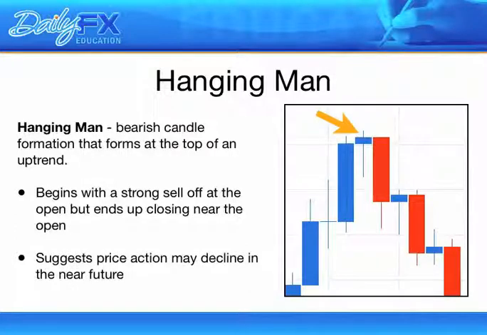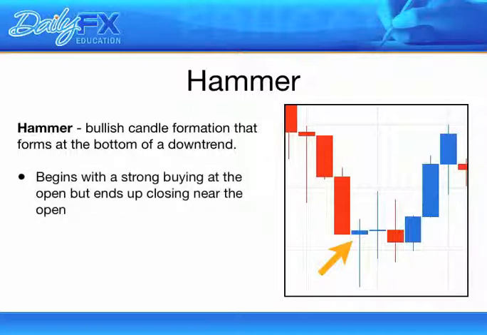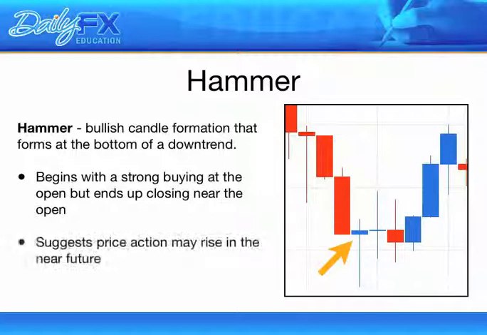The strong sell-off, however, is taken as an indication that bullish momentum may be fading and that sellers may be taking over. The color of the candle can be either red or blue. The hammer is a bullish candlestick formation that forms at the bottom of a downtrend. A hammer will occur after a currency pair has been trading lower and declining for a period of time. Through the course of the candle, the price will trade lower than the opening price, but will strengthen to close higher than the open. Like the hanging man, the hammer can either be red or blue.